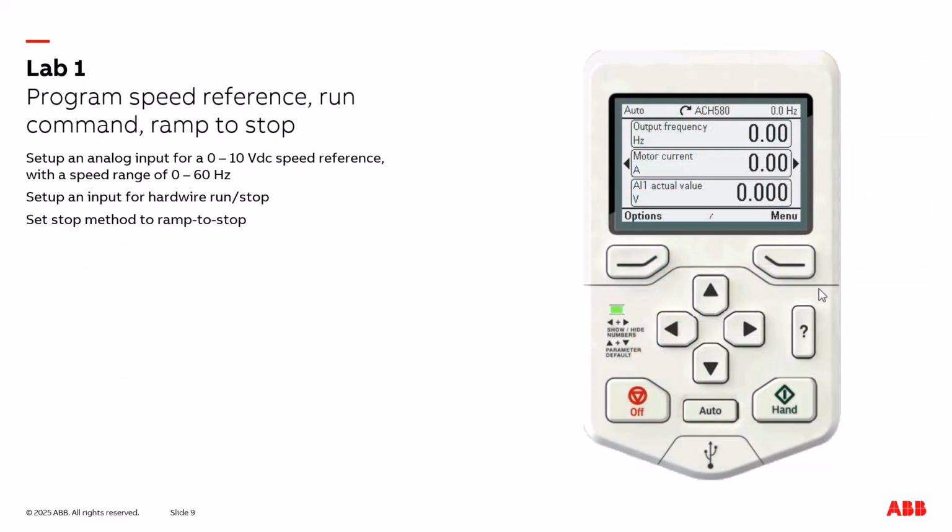Now let's program the first part of Lab 1, which is the speed reference input, the hardwire run stop, and setting up the drive to ramp to stop. This is the first power-up screen that you'll see. You'll see the output frequency reference, motor current, and analog input 1 value. To get to programming, you'll hit Menu. And as I mentioned earlier, we're going to do most of our programming through primary settings.